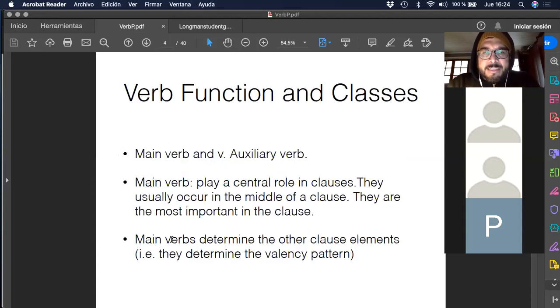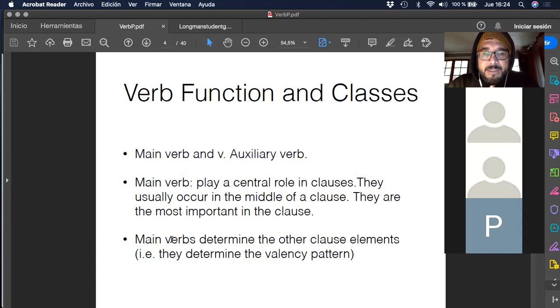Verb function and classes: main verb and auxiliary verb. So on the one hand, these cover terms for verbs, they represent two different groups, right? So we have one big class and two groups. The first group is the main verb and the other is the auxiliary verb. The main verbs play a central role in clauses. They usually occur in the middle of a clause. They are the most important thing in the clause, right?